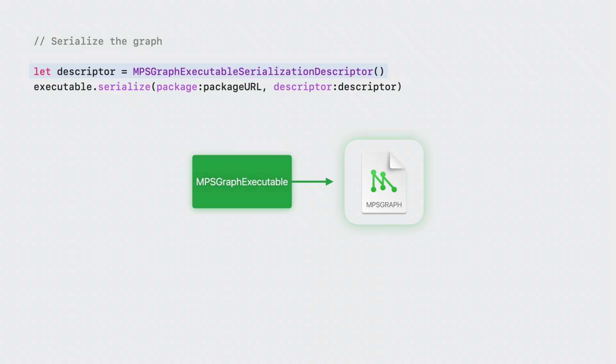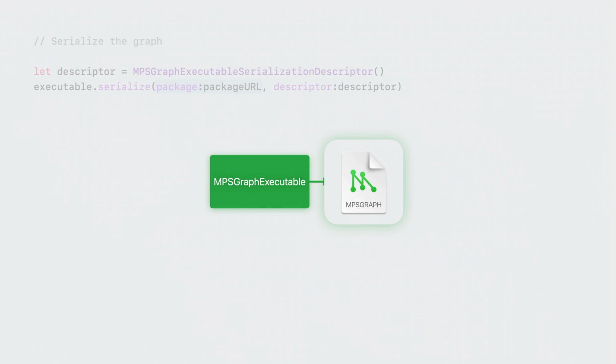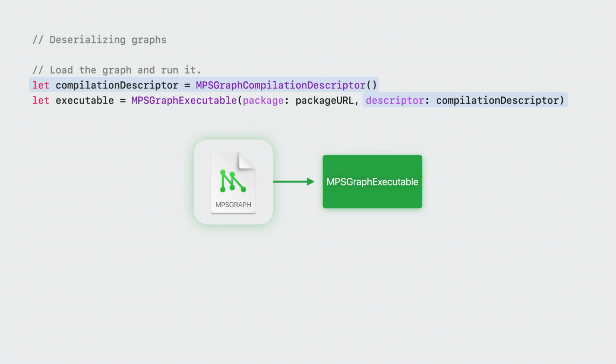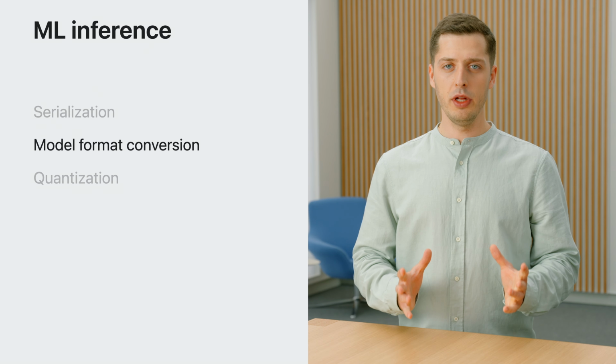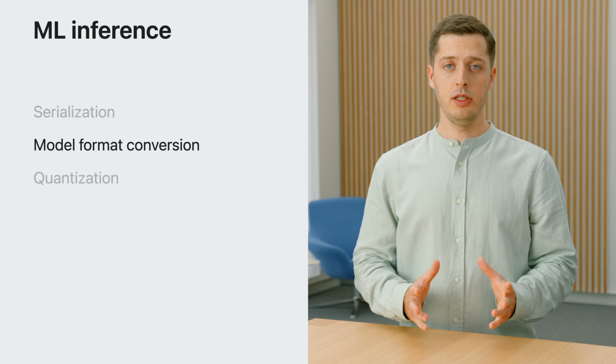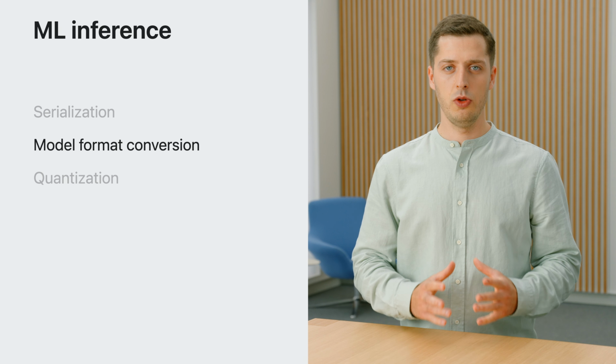All you need to do is to create a serialization descriptor and pass it to the serialize function of the MPS Graph executable you want to serialize. You'll also need to pass a path to store it. After creating the package, this is how you load the graph into your app. You need a compilation descriptor and a path to your stored package, then use them to initialize the MPS Graph executable.